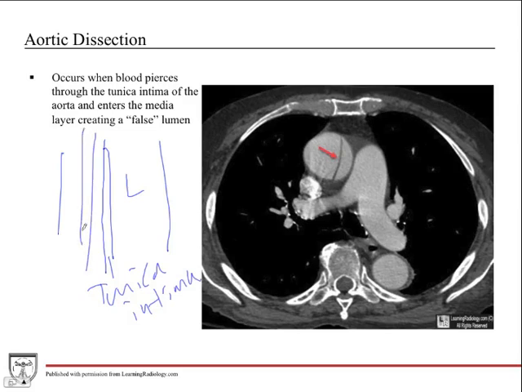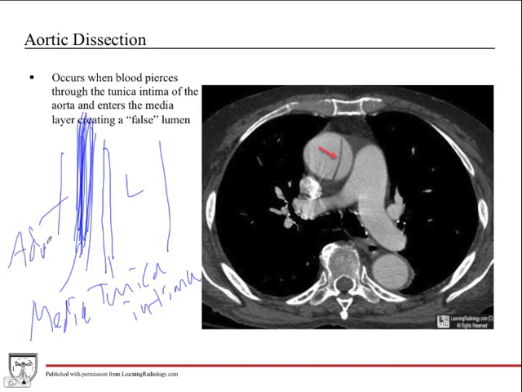Okay, and then you have your muscular layer, which also has that elastic tissue. So here's your muscular layer, the tunica media. Okay, and then you have your adventitia out here, which is another connective tissue layer on the outer layer. So what happens is you have a tear in this intima, and then the blood pierces through and enters into this media layer, and that's what creates a false lumen.